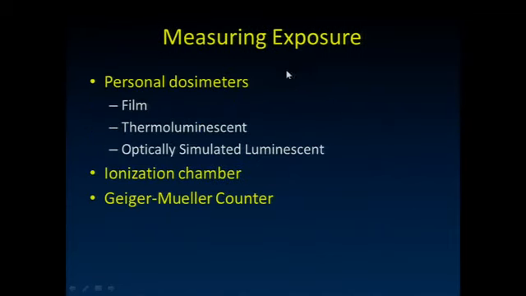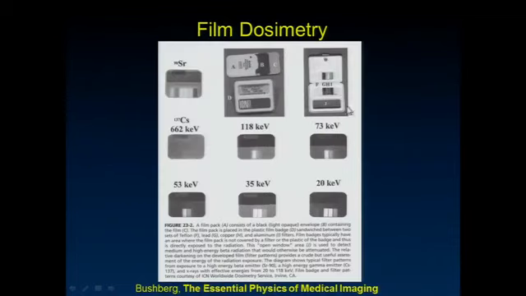And then how would we measure our exposure? Well, to keep track of that, we all mostly wear personal dosimeters, and most of us use these thermoluminescent or optically stimulated dosimeters. Film dosimeters are really a thing of the past, and ionization chambers and Geiger counters are used when we maybe have some dosage or spillage issues.